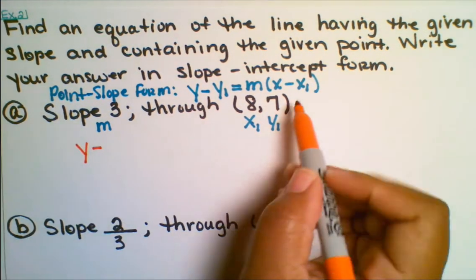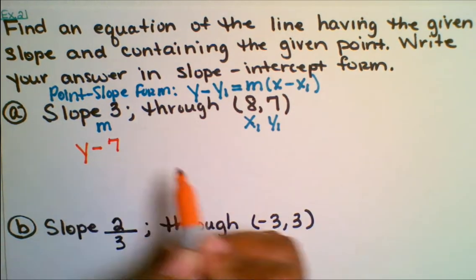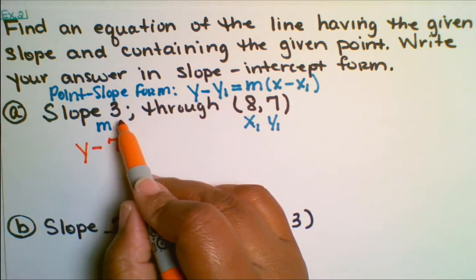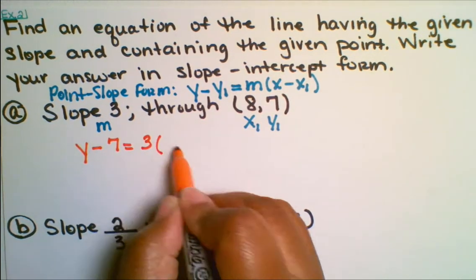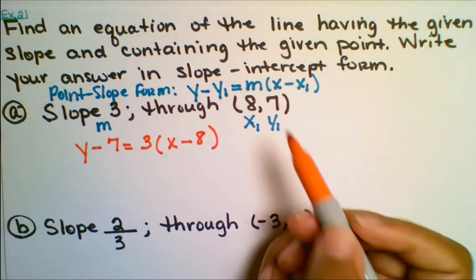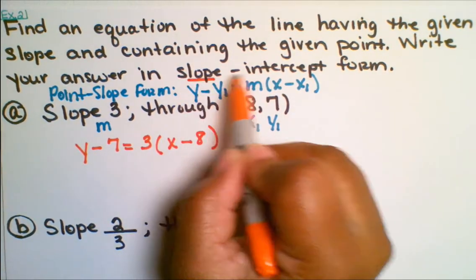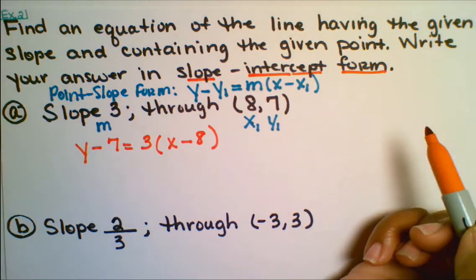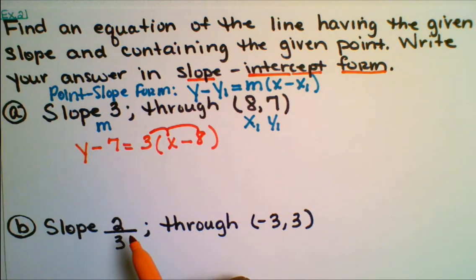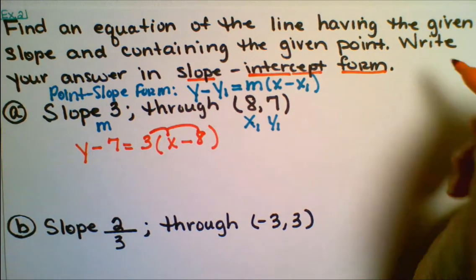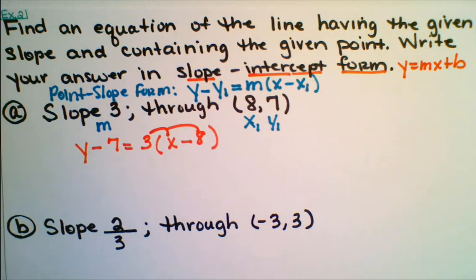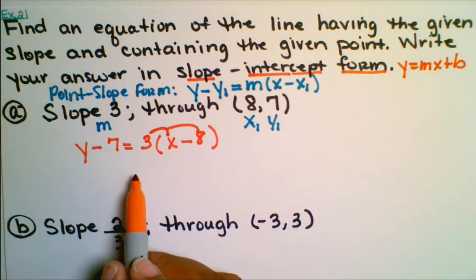So we have y minus, we're going to plug 7 in for y sub 1, is equal to, our slope is 3, so 3 times x minus x sub 1, we're going to substitute 8 in. Now the instruction here is telling us to write the answer in slope-intercept form. And we're going to do that. So let's go ahead and solve for y. And we're going to distribute so we can start transforming this equation to where y is by itself.